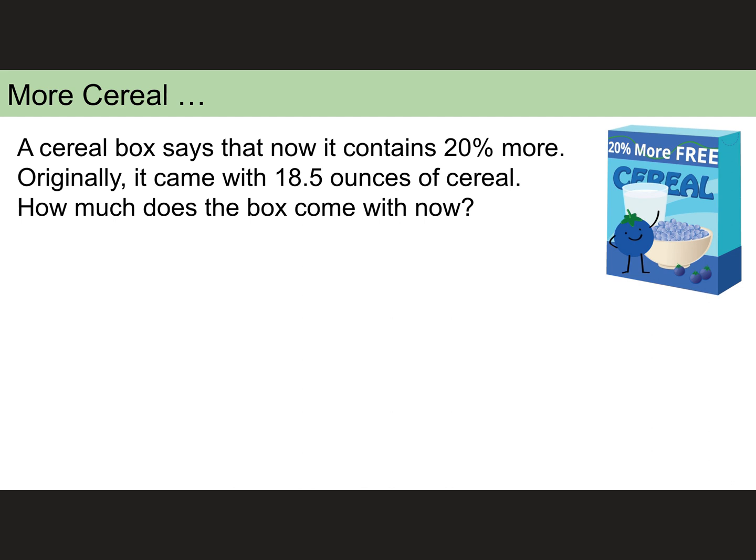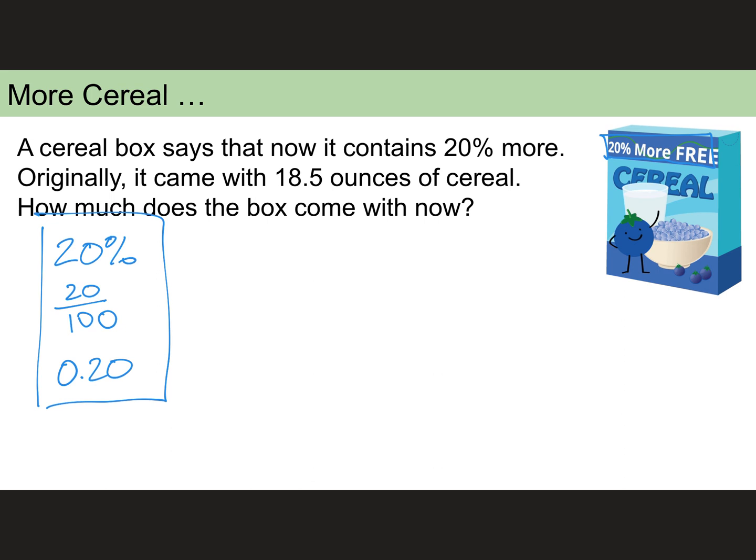A cereal box says that now it contains 20% more cereal. So you may have seen this on lots of things that you buy at the store. It may say there's 20% more of this inside for the same price. Well, this question is asking, how much is inside the box now? There's a 20% increase. So let's just recall, 20% means 20 hundredths. And it also means 0.20 as a decimal. These are all equal value.